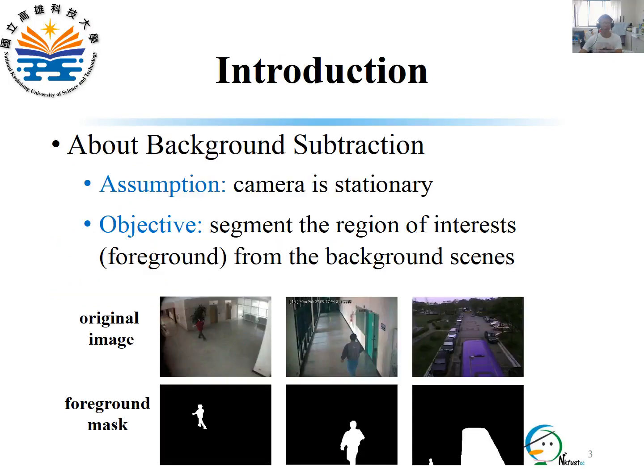Based on the assumption that the camera is stationary, the objective of background subtraction is to segment the region of interest, called foreground, from the background scenes. The pictures in the first row are the original images. Those in the second row are foreground masks obtained by subtracting the background from the original images.